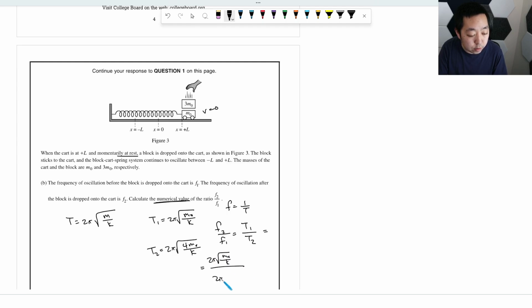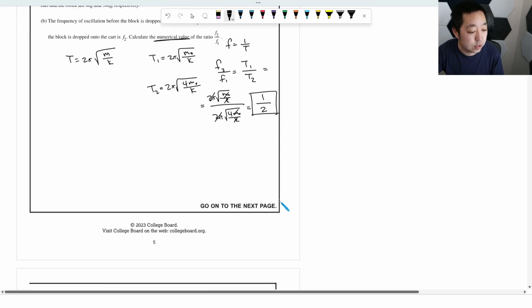This is 2π√(4m₀/k). Okay, the 2π's cancel, the k's cancel, and even the m₀'s cancel, so I get 1 over the square root of 4, which is 1/2. And let me just make sure that makes sense. The period is going to be longer now that you've added that additional mass. So the frequency is going to be smaller: bigger period, smaller frequency. So f₂ over f₁ is going to be smaller. Yeah, okay, 1/2. That makes sense.